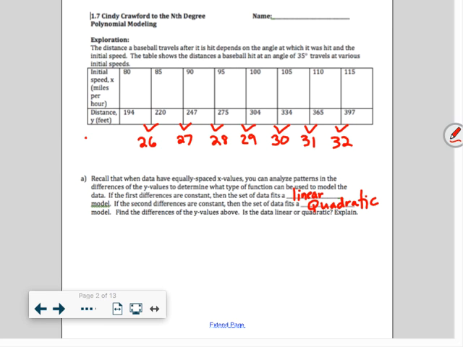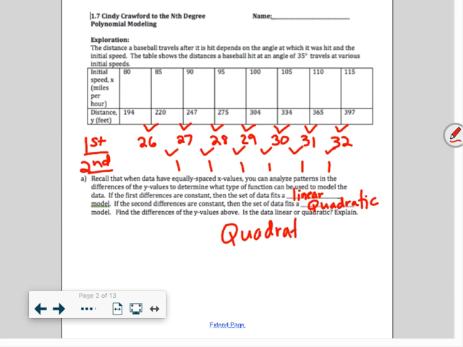Now you notice when I take a first difference, they're not the same. But if I go and then take a second difference, it is constant. So if I go to a second set of differences and it is constant, this is quadratic. That means it's a second degree polynomial. So now I'm going to pull up my calculator on the screen for you.